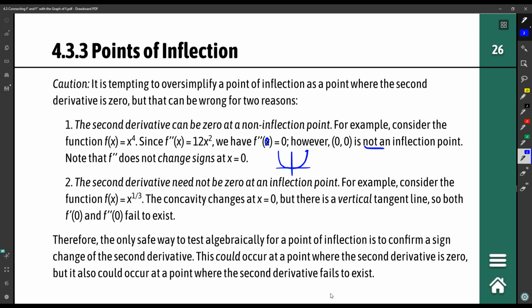There's not one. The second piece here is that the second derivative doesn't need to be 0 at an inflection point. For example, consider the function y equals x to the 1/3.